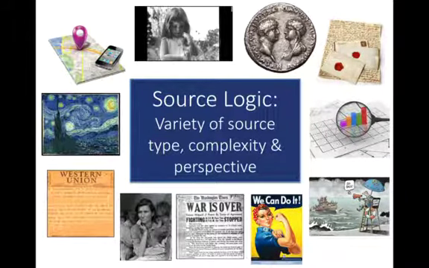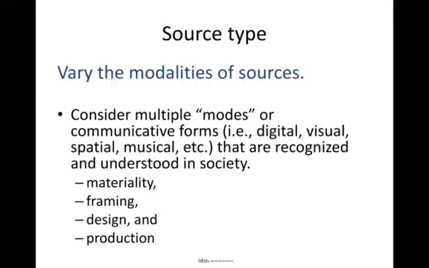We talk about there being three logics, or logical ways of thinking about sources in an inquiry. The first one involves varying sources. So the first type of variety we want is in the type of the source. The second type of variety we want is in complexity, and the third is in perspective. So let's take a look at each one of those. With regard to source type, the goal is to have various modalities of the sources. So you want to think about the multiple modes or communicative forms that sources can take.